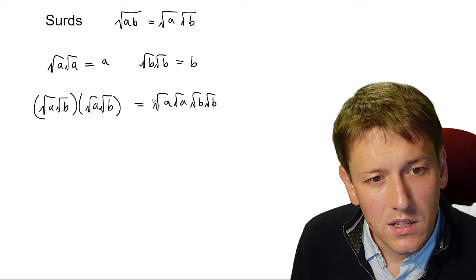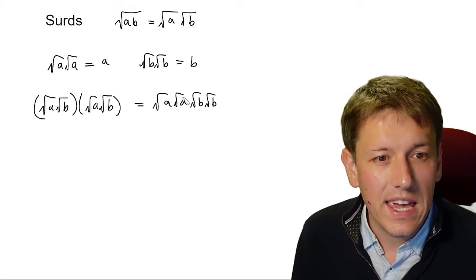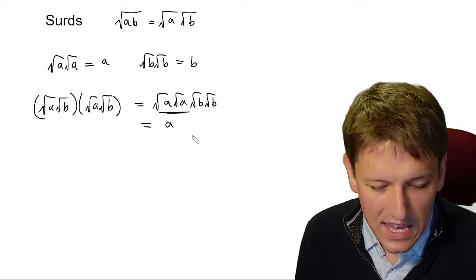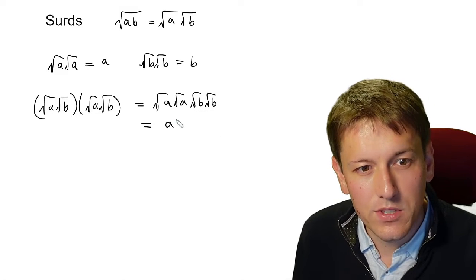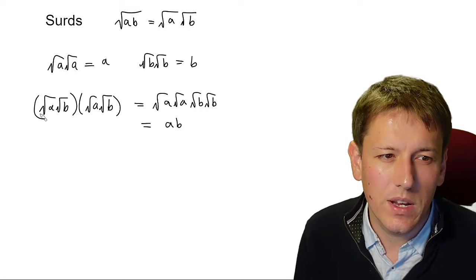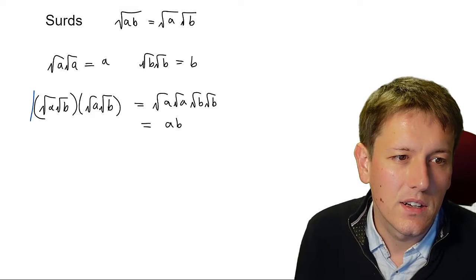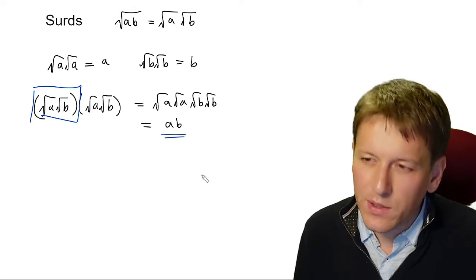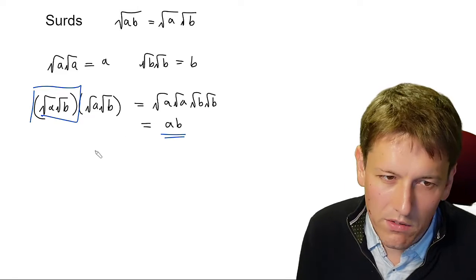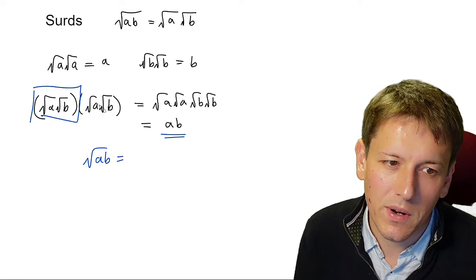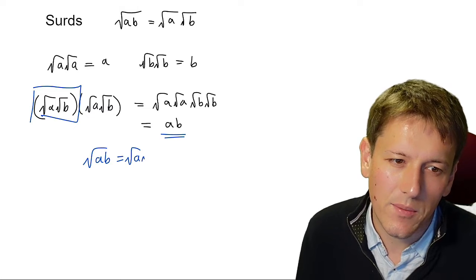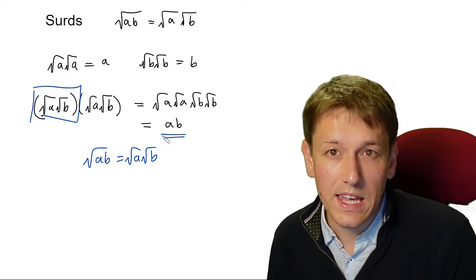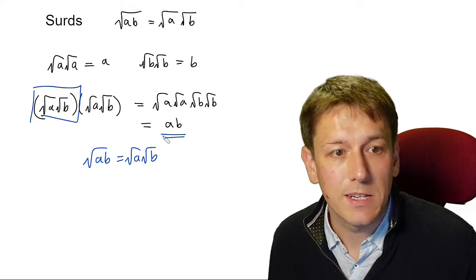So now, by the definition of the square root, root a times root a is a, and root b times root b is equal to b. So I've got that when I multiply this number, root a times root b, by itself, I get a times b. Now that is exactly the definition of the square root. It's a number that when I multiply it by itself gives that thing. So it must be that the square root of a times b is equal to the square root of a times the square root of b.